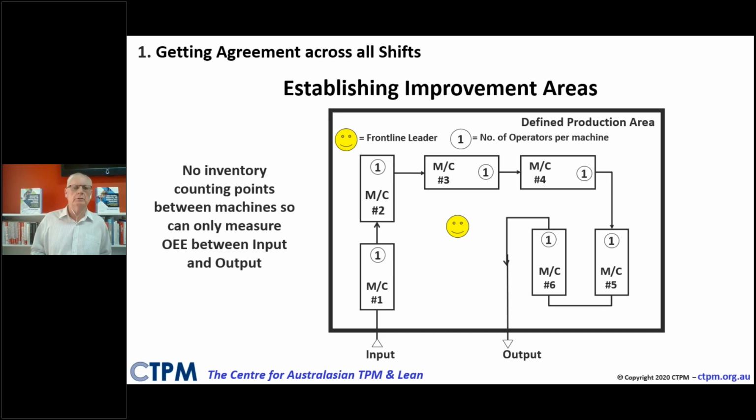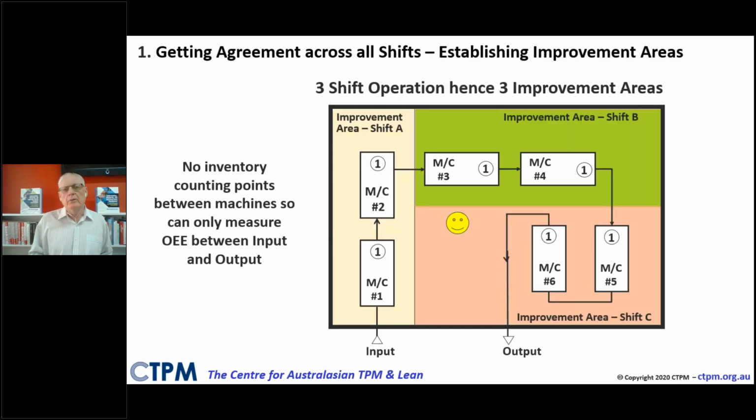And you might have operators at each workstation, and you have a frontline leader, obviously. And again, our learning is that in a workplace, you don't want any more than a total crew of 8, or a frontline leader and 7 operators. But if that's your defined area, and if you have a 3-shift operation, what we suggest and what we've found to be most effective to get this agreement between shifts is to allocate each shift an improvement area. So 3-shift operation, 3 improvement areas. And the way you go about that is you divide the plant up.